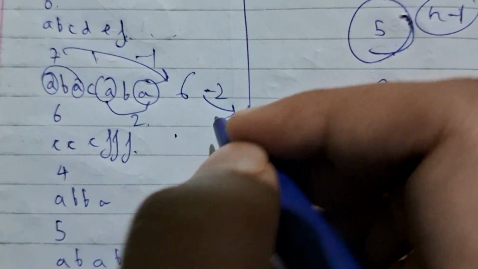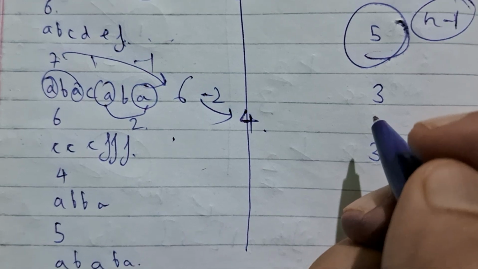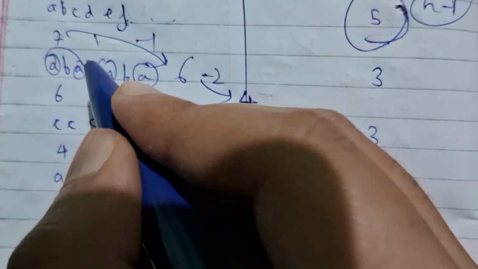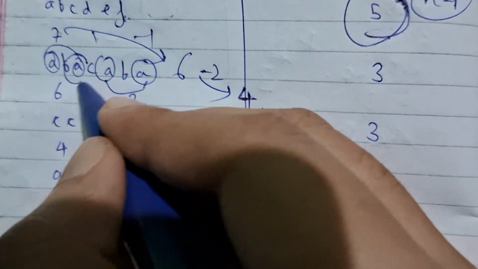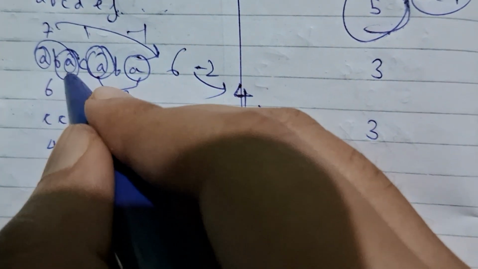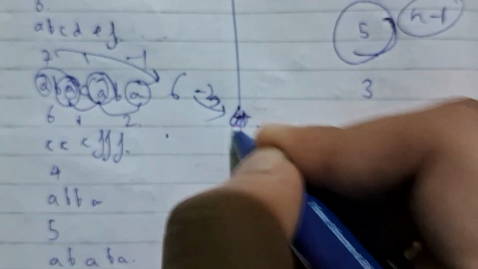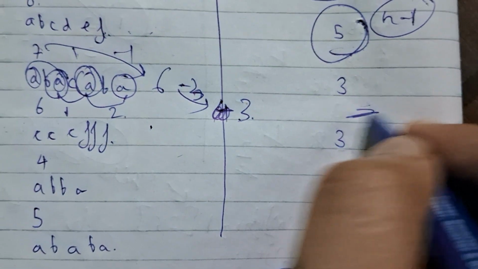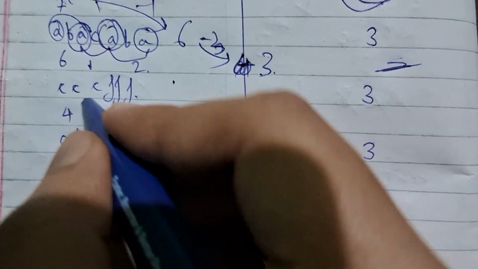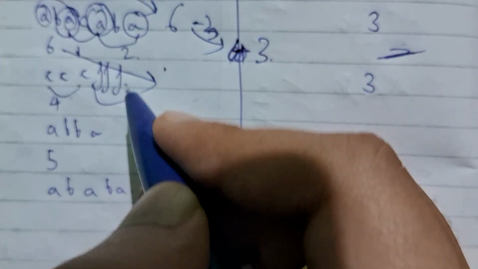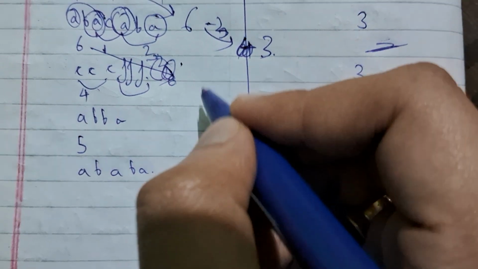Now there may be a question: why is it 3 over here? I'll answer it. Because we are not considering this a and this a, so this also makes 1. So this is not minus 2, this will be minus 3. So that is 3. That's the answer. For this, C and C, F and F, 6 minus 2, and you get it, that's how it's working.